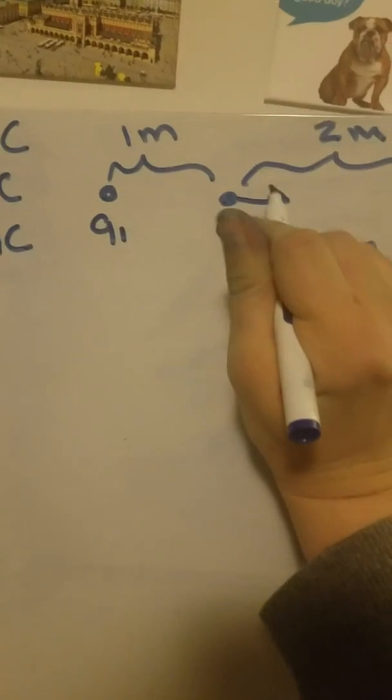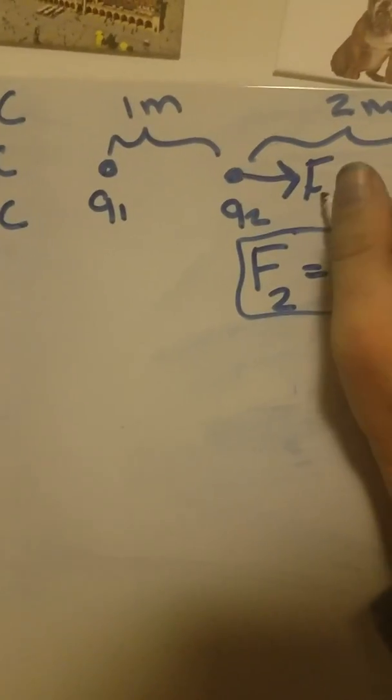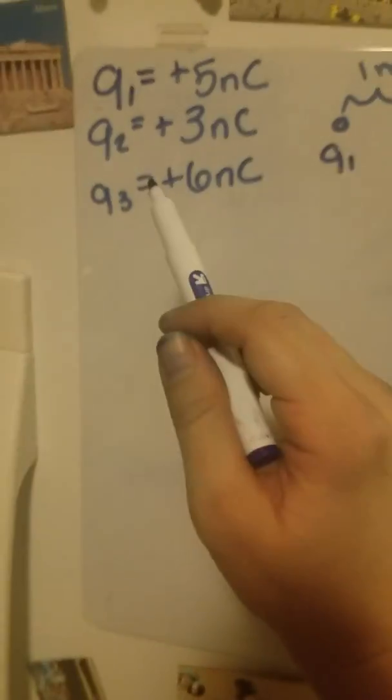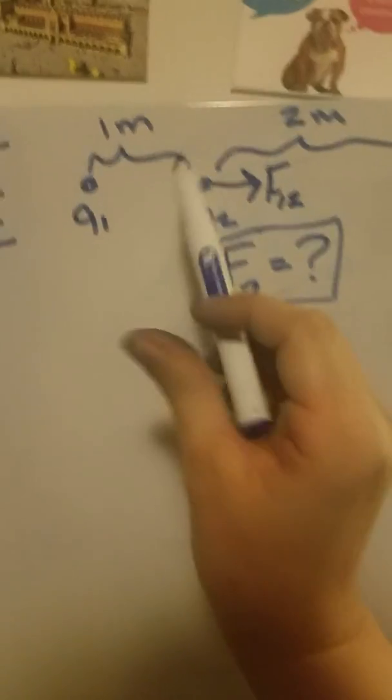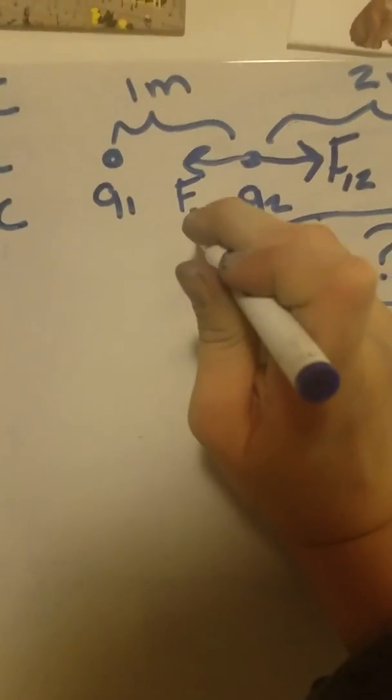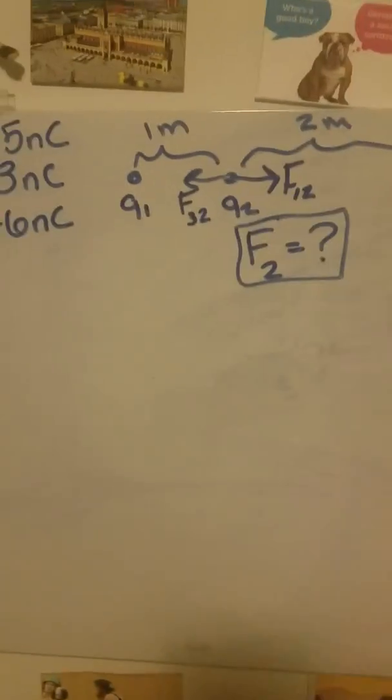Notice these are all positive charges, so that means that they're going to be repelling each other. So if Q1 and Q2 are positive, the force on Q2 due to Q1 is to the right, repelling. And then, again, Q2 and Q3 are both positive, so that's going to repel. Q2 is going to be repelled by Q3 to the left. And this is important when we figure out what these numbers are, so we add them up correctly.